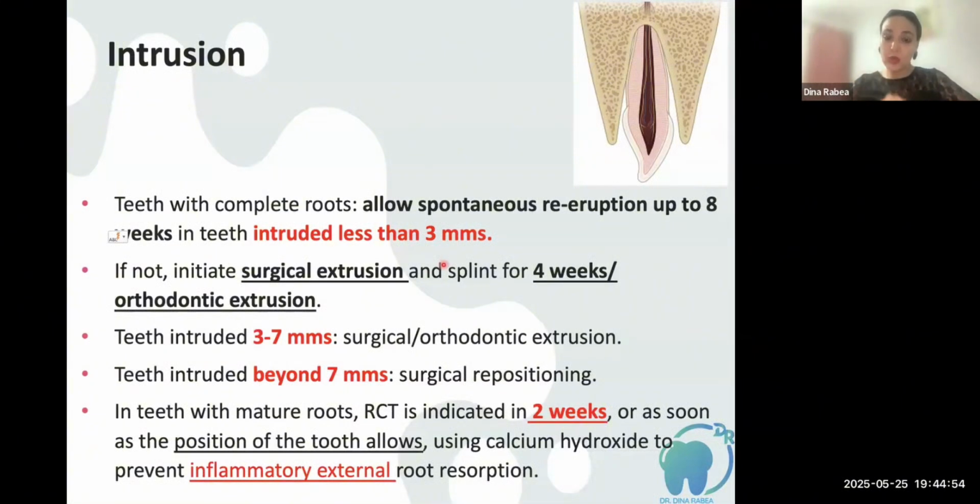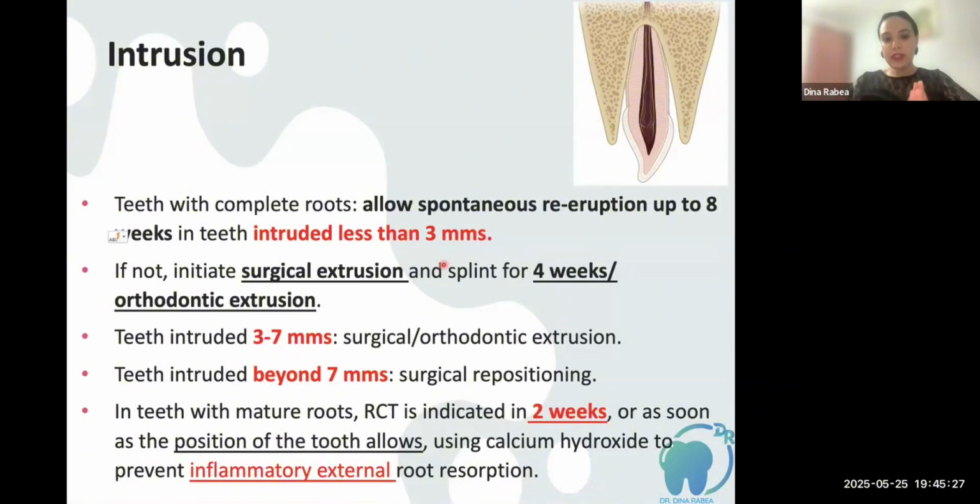Even if it is a closed apex, we still have hope that the tooth can spontaneously re-erupt within 2 months of watching and waiting. If not, we have to initiate either surgical or orthodontic extrusion. With surgical extrusion, this is exactly like extracting the tooth, so you have to resplint the tooth for 4 weeks. We mention 4 weeks because of the expected bone trauma in this kind of luxation.